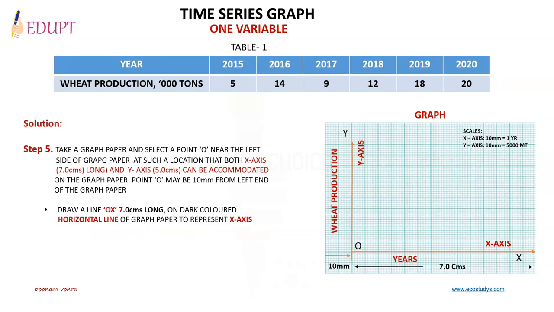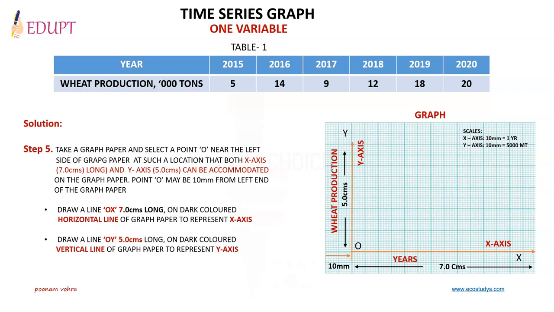Then you need to take a graph paper, plot 0 on the left corner of the graph paper and draw a line which is 7 centimeters long, OX. Also draw a line for the y-axis, OY, which is 5 centimeters long.